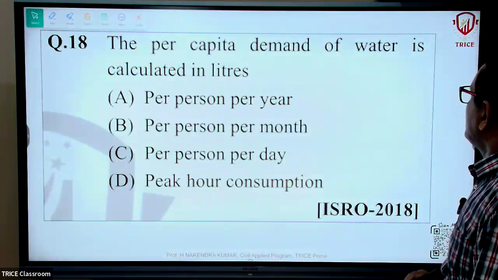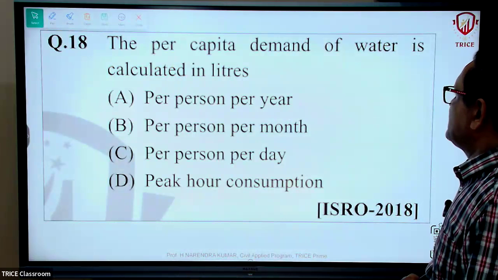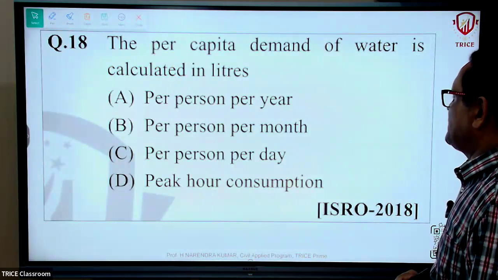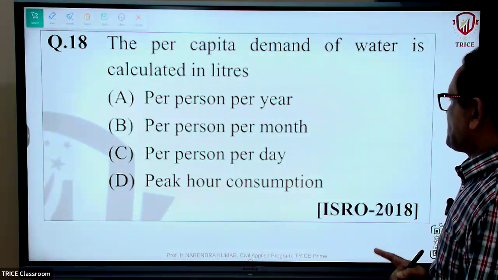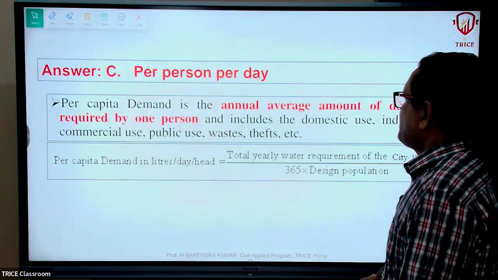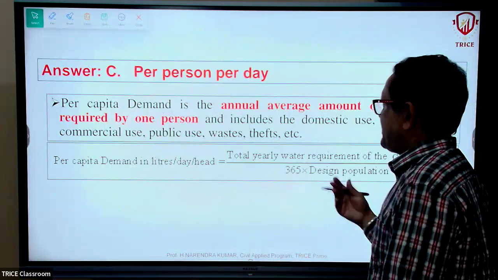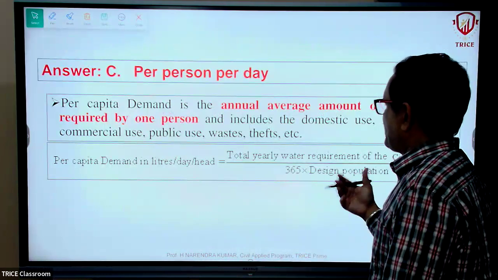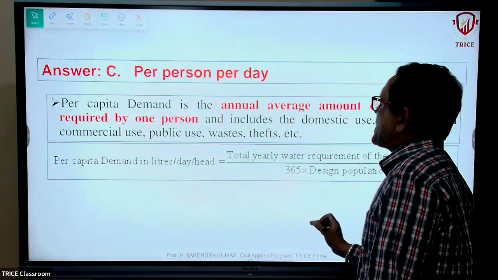The per capita demand of water is calculated in terms of liters per person per year, per person per month, per person per day, peak hour consumption. Just now I gave you the answer: per capita per day, per person per day. Capita or person or per head, one and the same.